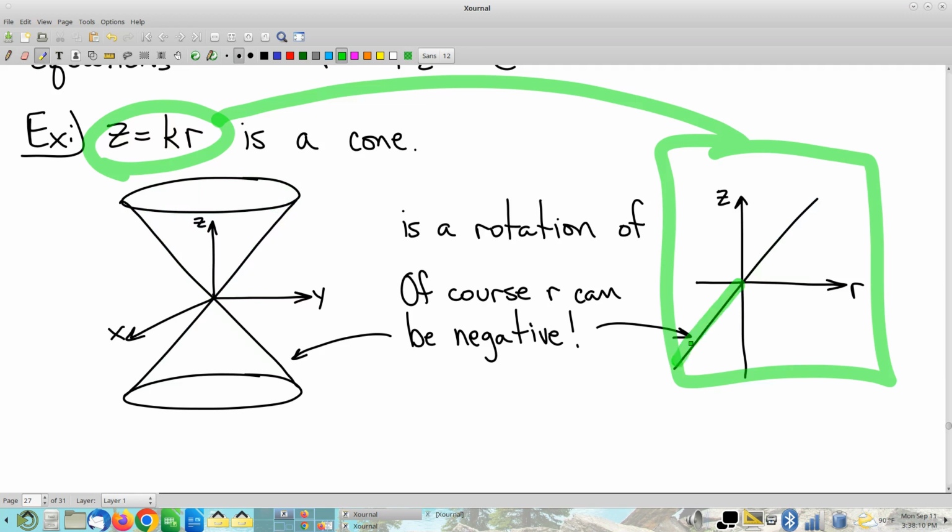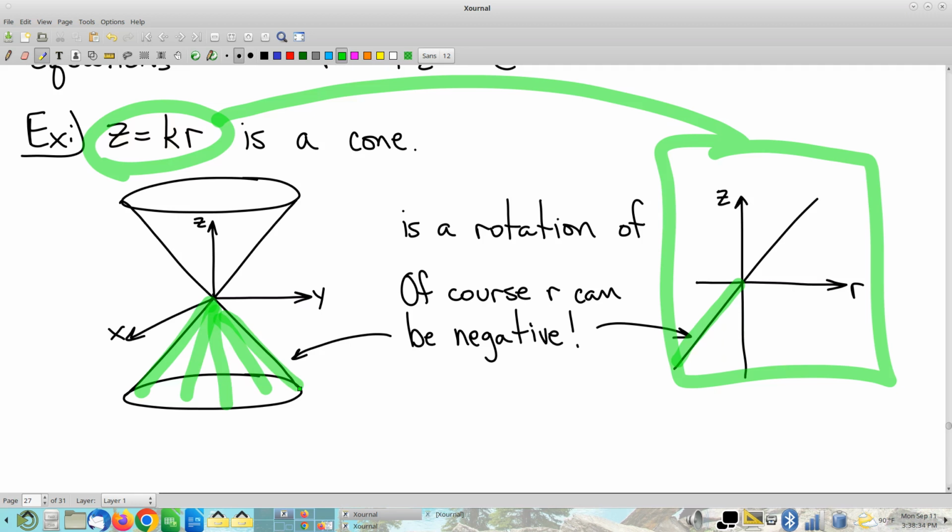what happens down here when r is negative and z is negative? Which is, by the way, perfectly fine. There's nothing wrong with r being negative. And for those negative values of r, you get this business down here, sort of the bottom half, if you will, of the cone. Everybody okay with that? Nice general rule of thumb.